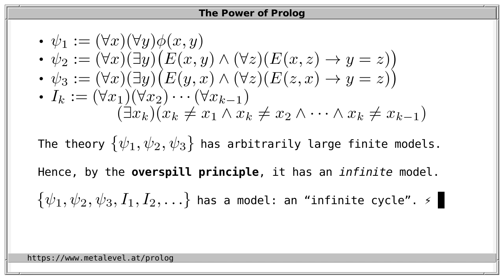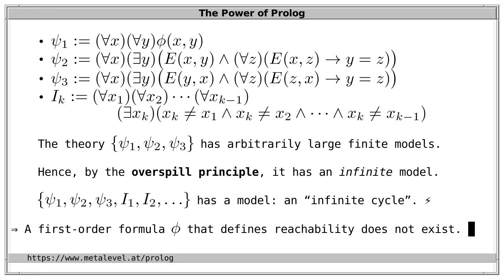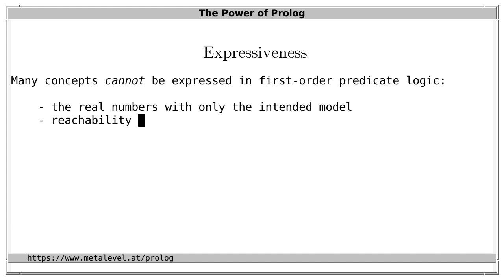So we must drop an assumption, and the only assumption we made was that phi exists. So we conclude that phi can't exist. So we can't define reachability with a first-order formula. And the same also holds, for example, for Hamiltonicity of a graph and the transitive closure of a relation.